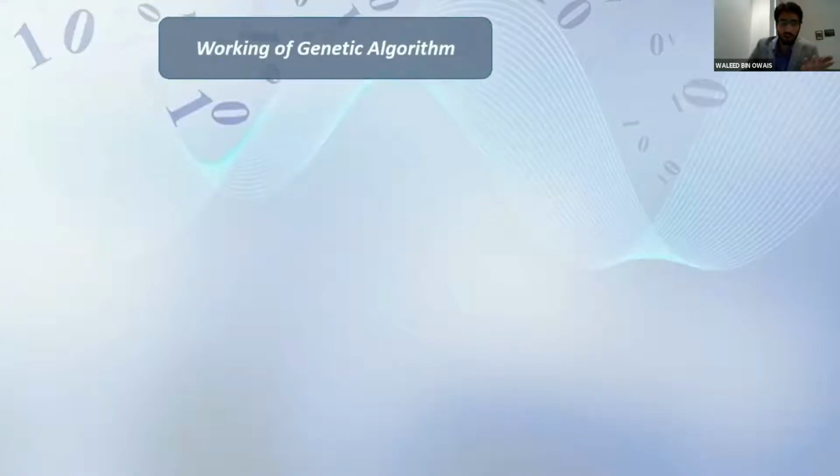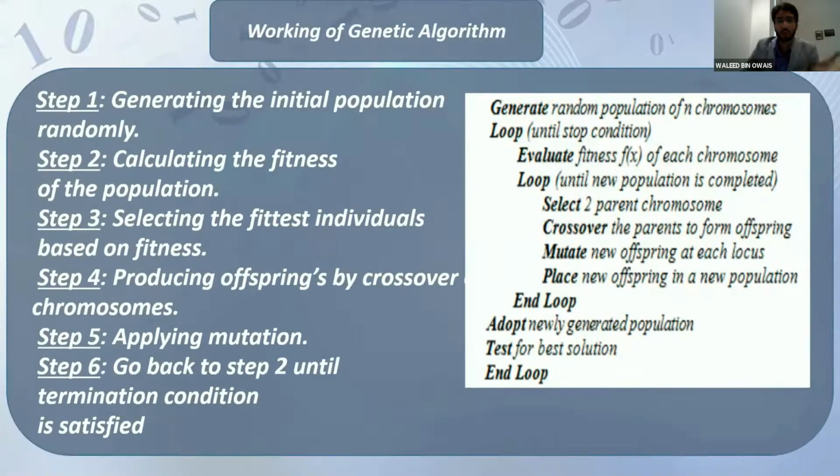So a brief introduction of how a genetic algorithm works. You generate an initial population randomly. This is just an initial population, as I remember the graphical representation that I just showed you in the slides before. So it's just a matrix of zeros and ones that you generate randomly.